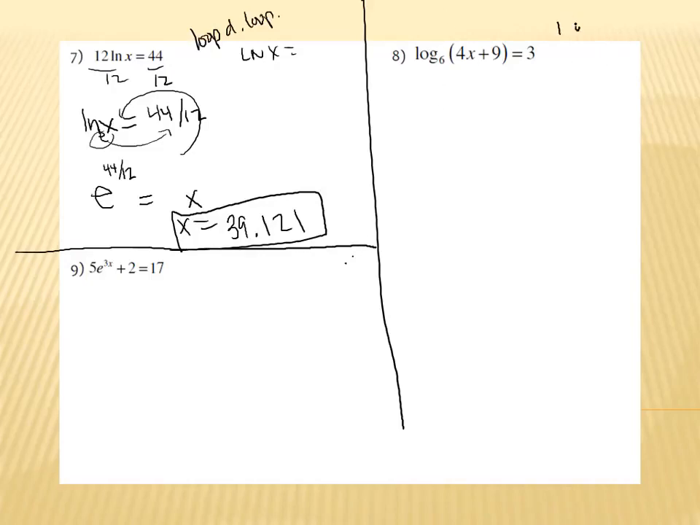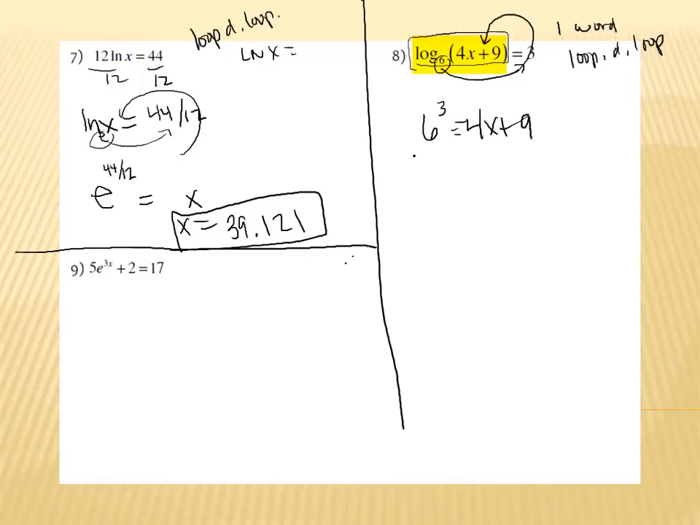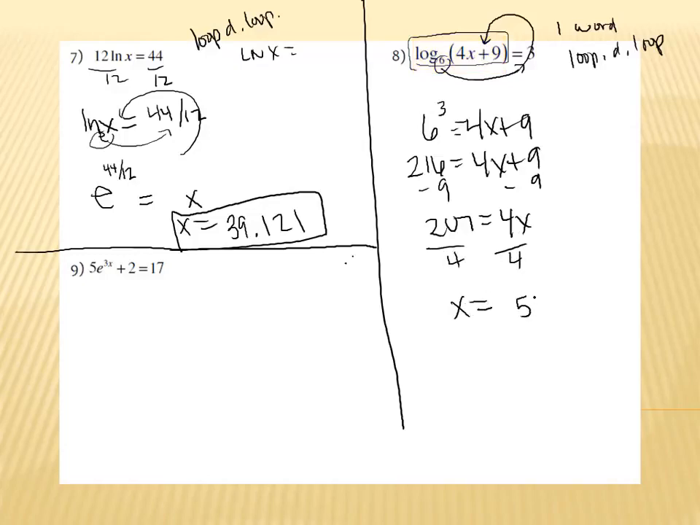Alright, so there's one word in the problem. So therefore we're going to, again, do loop-de-loop. And this time, if you notice, this is already all by itself. We don't have to get rid of anything in front, and we don't have to get rid of anything behind. So we're going to go straight into it. 6 raised to the third power equals this, which is 216 is equal to 4x plus 9. Subtract 9. 207 is equal to 4x. Divide by 4. This time we're not going to go out to 3 decimal points, and that's just because the decimal we end up getting doesn't go out that far.